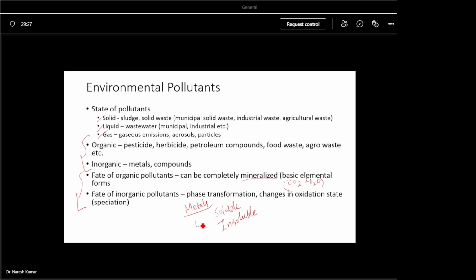Say for example, copper. I can have copper in the water in soluble form, or I can add some sulfide salt. That sulfide will react with copper to form copper sulfide, whose solubility product is very low, so that will settle out as copper sulfide. Here we are referring to changes in the speciation, changes in its oxidation state. So that is the important concept related to environmental pollutants. We have organic and inorganic, solid pollutants, liquid pollutants, and gaseous pollutants, and examples are given there.